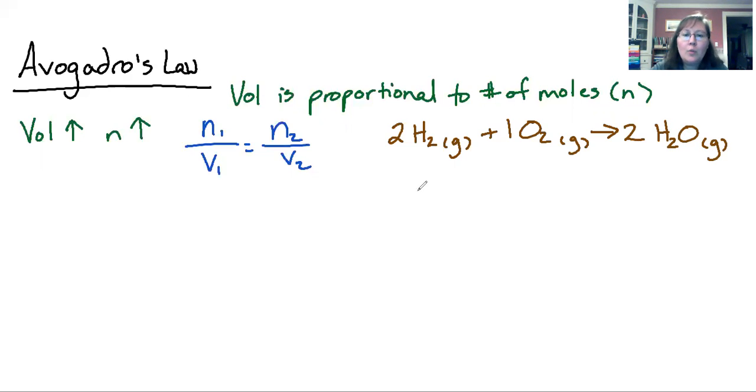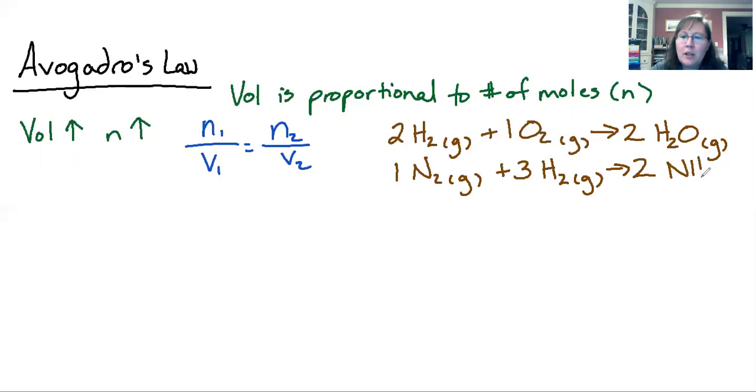Okay, or we could say that 1 mole of nitrogen plus 3 moles of hydrogen yields 2 moles of ammonia. Oh, I like this one even better. So these are a couple of examples of some balanced gas equations. Okay, let's take a look then at what we're working with here.